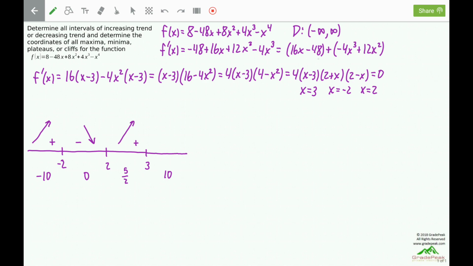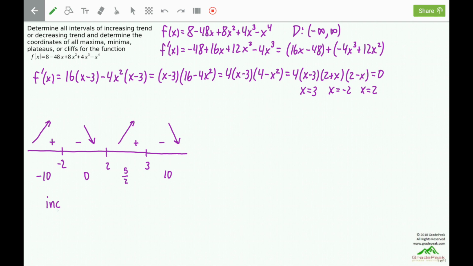And now we can plug the positive 10 test value in. 10 minus 3 is positive. 2 plus 10 is positive. 2 minus 10 is negative. Positive times negative is negative, times the positive 4 is still negative. We have a negative first derivative and a decreasing trend.